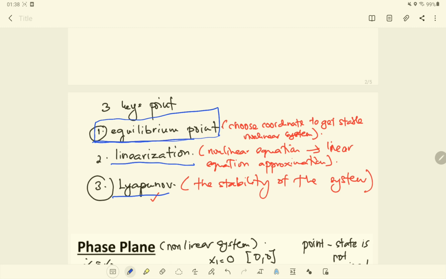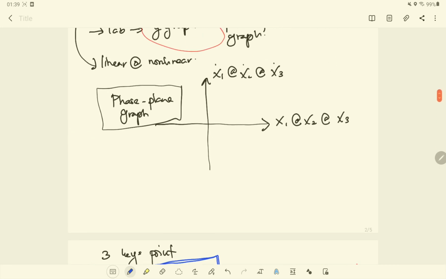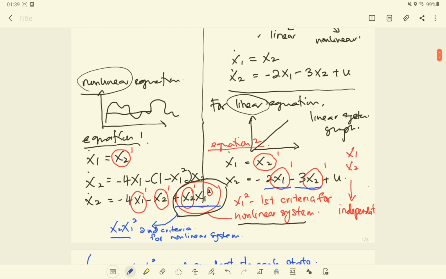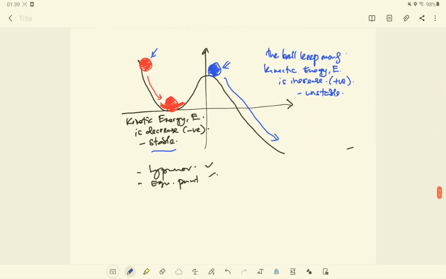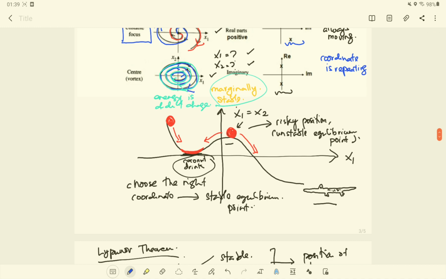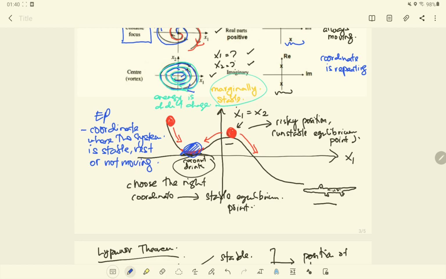The first one, equilibrium point. Equilibrium point is the coordinate where your system is stable. So equilibrium point, as a recap, is a coordinate where the system is stable, at rest, or not moving. Okay, that's the first point.